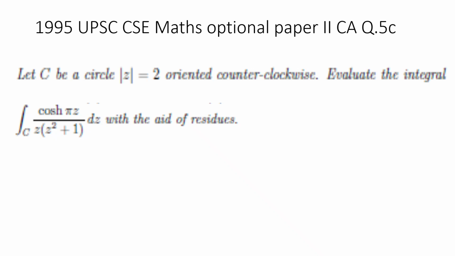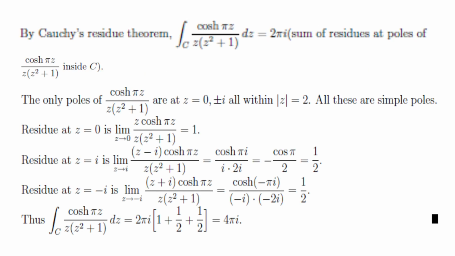So let's just do it. We know the formula for finding residues. Here the integrand is cosh(πz) upon z(z² + 1). So the formula is limit z tends to 0 of z minus the pole value, that is z0, which is here 0, so z minus 0 is z, times cosh(πz) upon z(z² + 1). When we put in, this is cancelled out, cosh(π·0), that is cosh 0, is 1. So in the numerator 1 upon 0 plus 1. So this comes out 1 when we take this limit tends to 0.